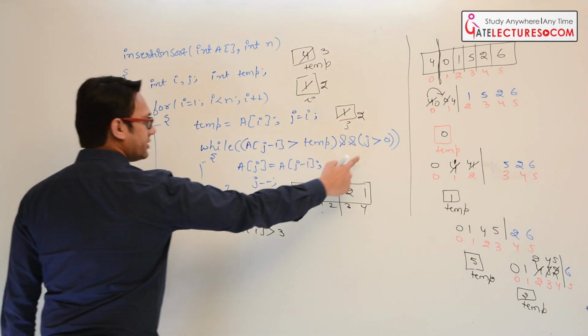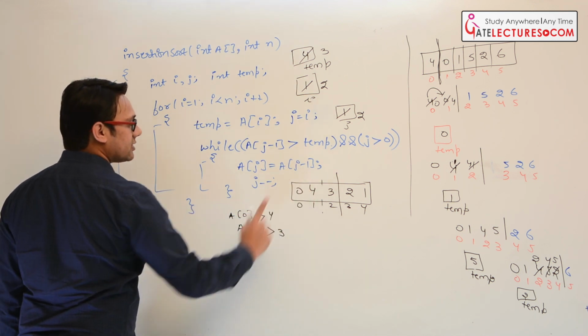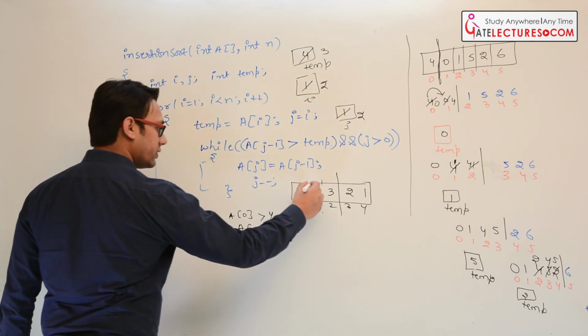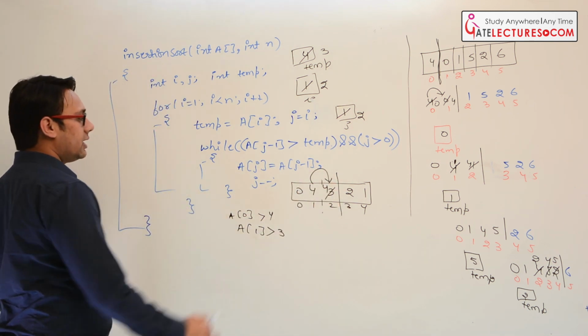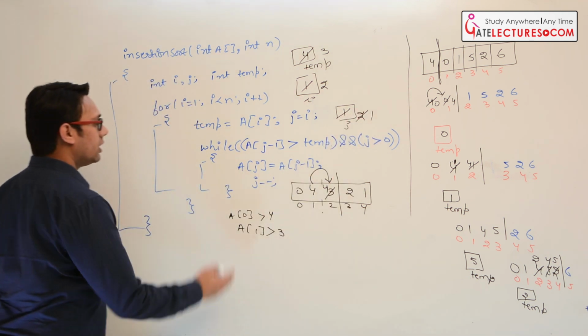Okay, and j is greater than 0. Yes, j is greater than 0. Is this element greater than this? Yes. So we are going to make a of j equal to a of j minus 1. So we are going to shift this element here and 4 will come here. And then we decrement the value of j. So j will become 1 now.